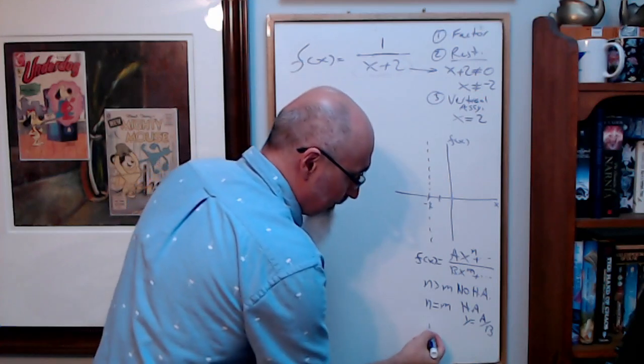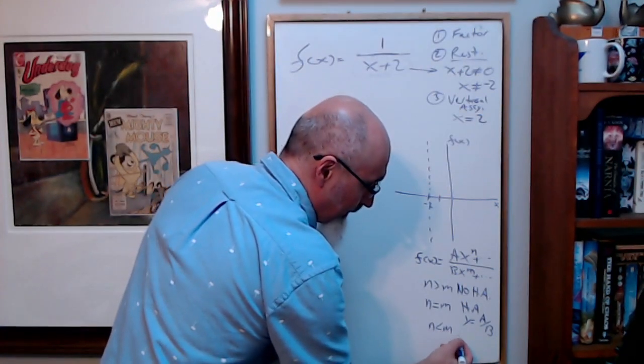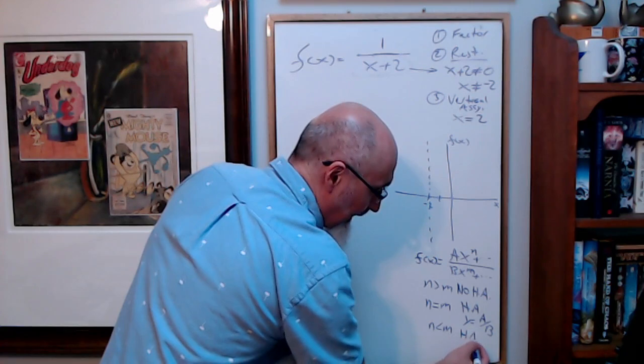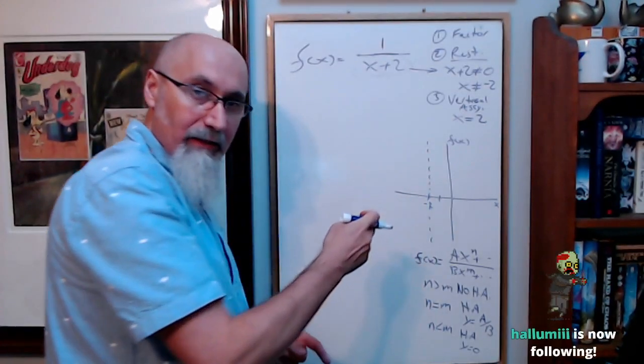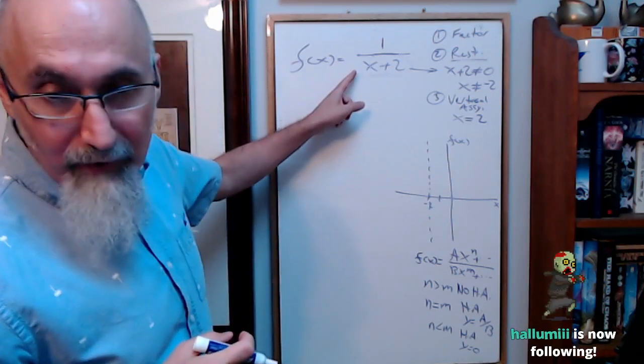If n is less than m, then the horizontal asymptote is y equals zero, which is the x-axis, right? Which is the case that we have right now.